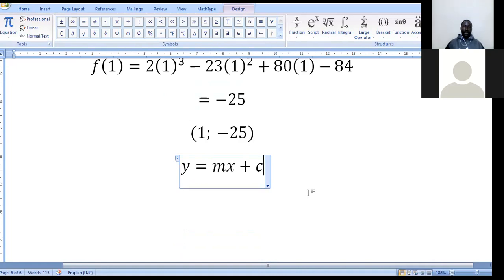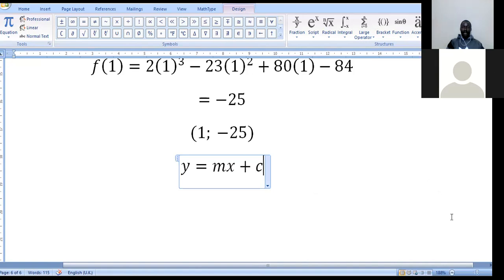Okay, so we have the value of x. The value of x is 1. And the value of y is negative 25. Can we find the value of c? Yes, we should be able to find the value of c. But do we have the value of m? M is the gradient. So how do we determine the gradient? We now have y, we now have x. How about m? Let's see.